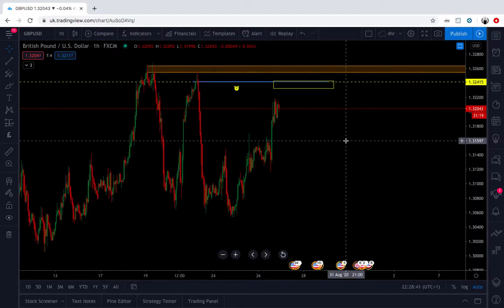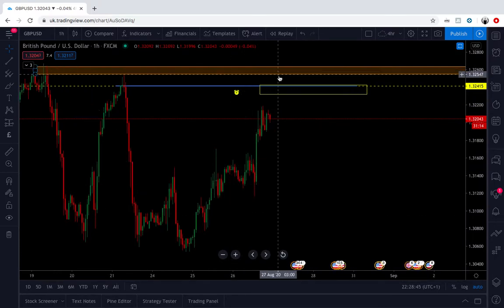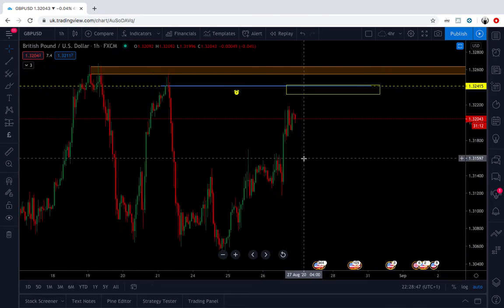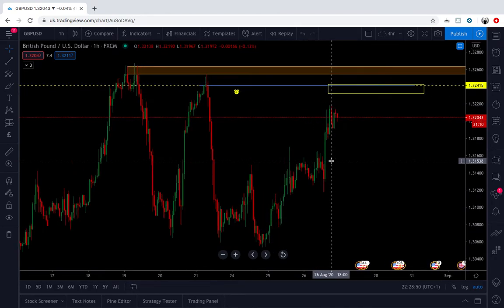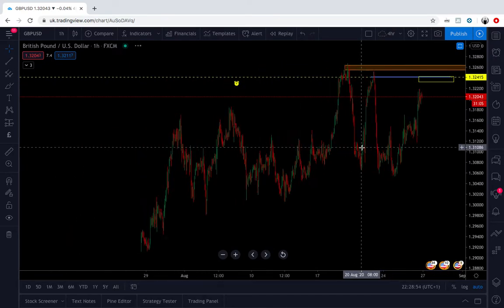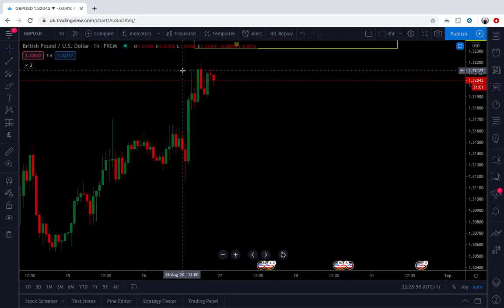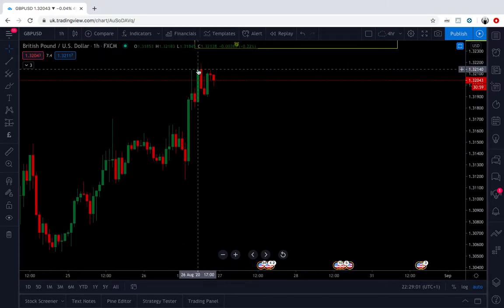With GBP USD, yesterday was somewhere here, and I was kind of doubting if the market would go up to here. It kind of did. It's quite close by here, where the market is right now. It has formed a small zone. As you can see, there's two candles here.